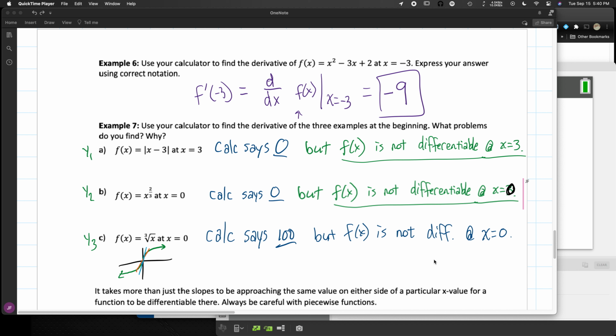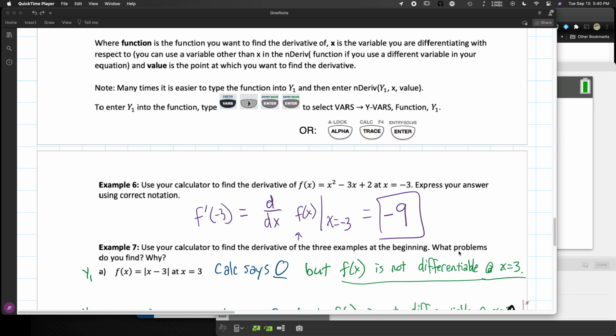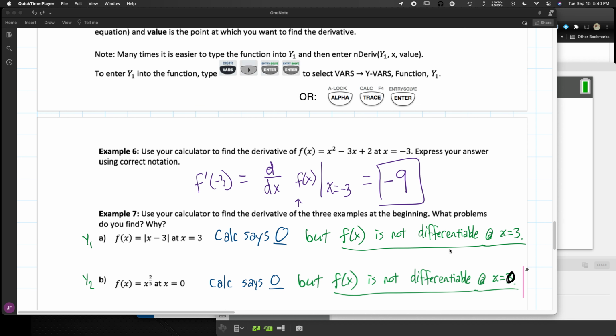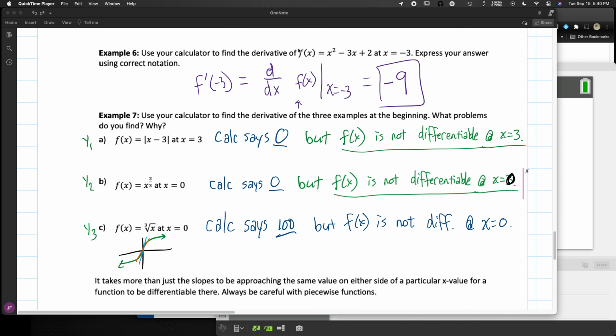We ended up using our calculator to evaluate derivatives at a given point. We talked about the button presses for that on 83s and 84s. We did an example together. So then we ended up at example 7.